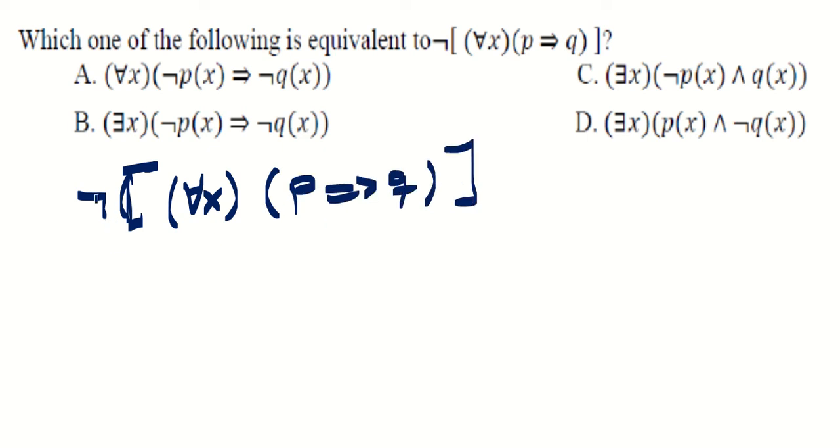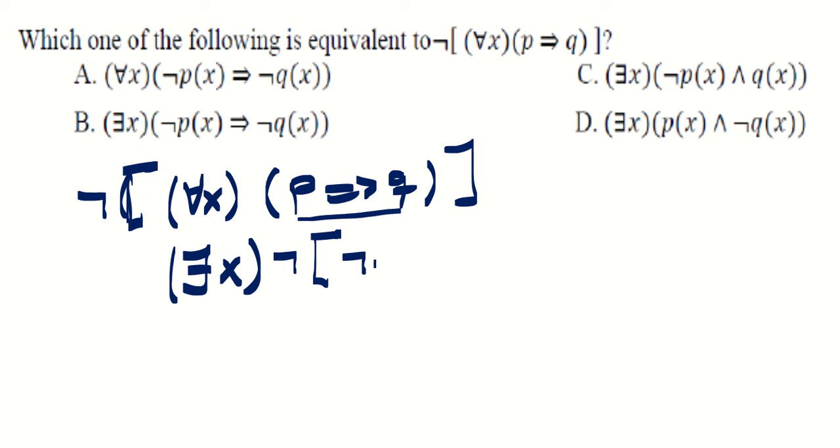In case of negation, for all x will be changed to there exists. The universal quantifier will be changed to the existential quantifier. This is universal, this one is existential when you distribute. Then negation of, we have to change this one into the other. P implies Q is negation P or Q. Now by De Morgan's rule, we can distribute.